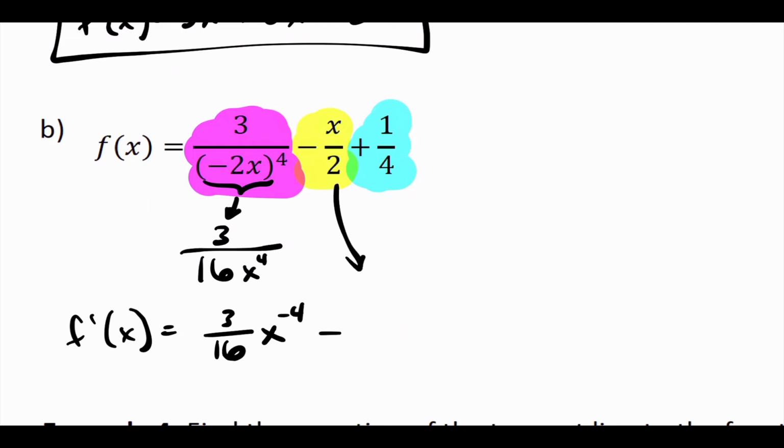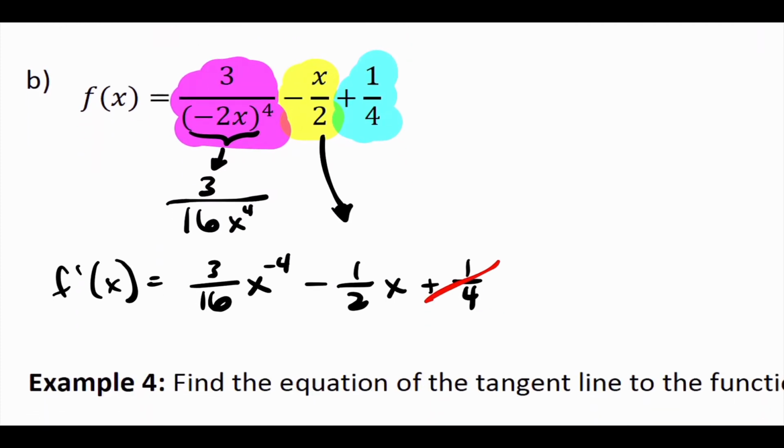Now let's move to the yellow. What is the coefficient for the yellow? -1/2, 1/2. And then x will be to the 1st power because it's on top. So it's 1st power. 1/4 is just 1/4. But because it's a constant, it's not going to have a derivative.